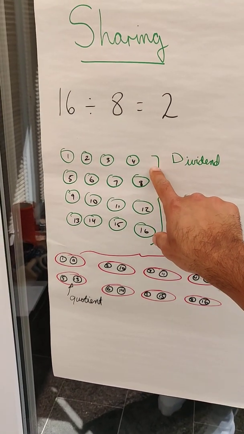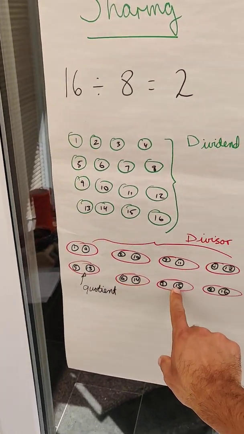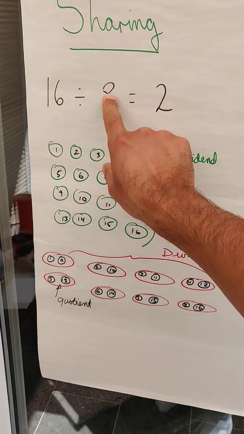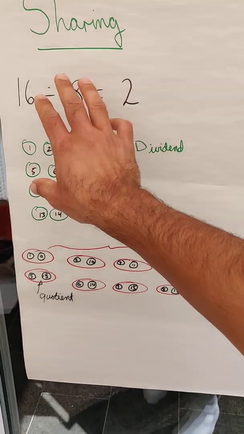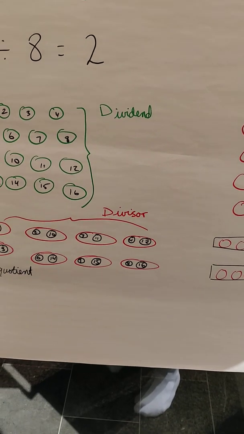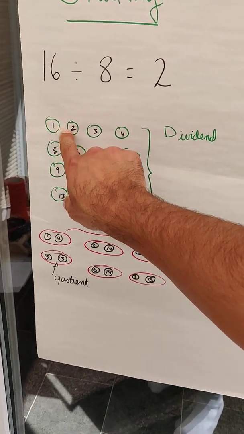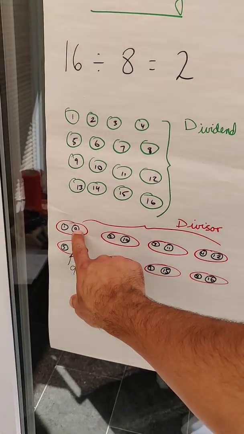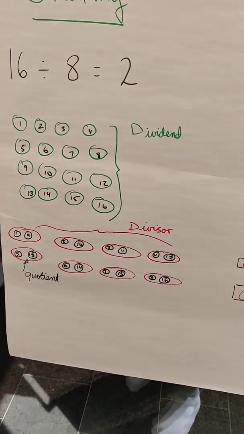Now in sharing, the divisor tells me how many groups I'm going to share equally into. So in this case it's going to be 8. So we have 1, 2, 3, 4, 5, 6, 7, and 8. And I'm going to share my dividend into these 8, and they have to be of equal proportion. So for example, I have numbered them all the way to 16 because I have 16 in my dividend, and I have 1, 2, 3, 4, 5, 6, 7, and 8 ways in which I'm going to share equally.